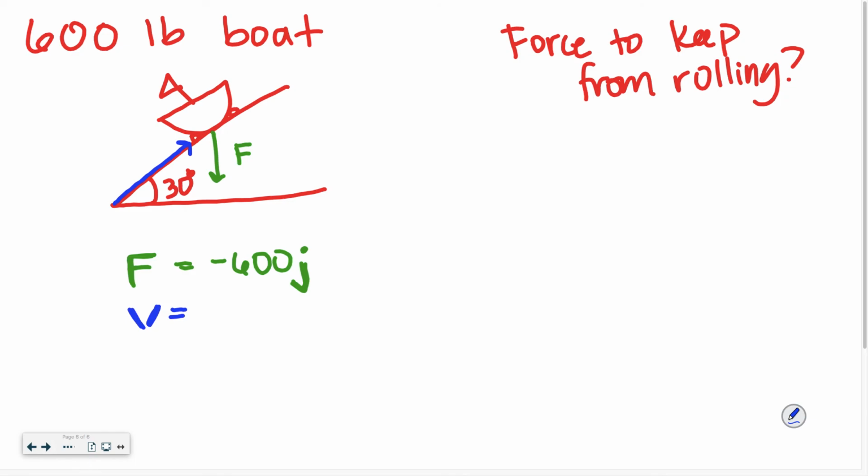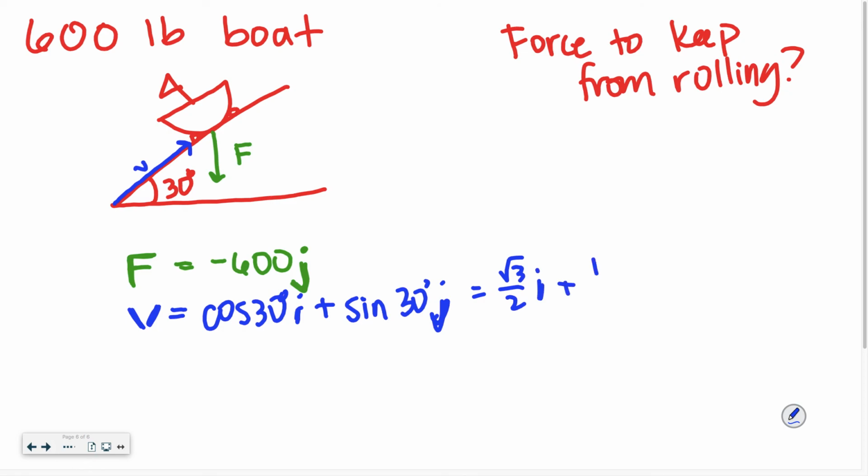Okay. So I'm going to make this vector V. Cosine of 30 degrees I and sine of 30 degrees J. Okay, so it's radical 3/2 I plus 1/2 J. And what we can do is take the projection of F onto V, and basically we get this right here, so we know the force.